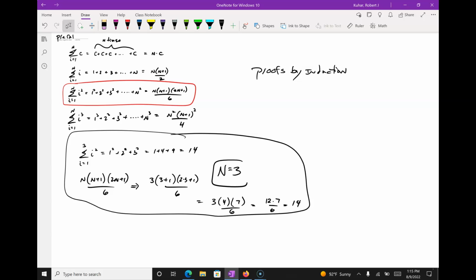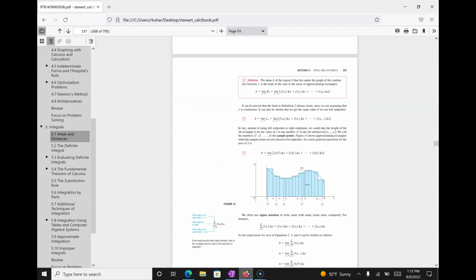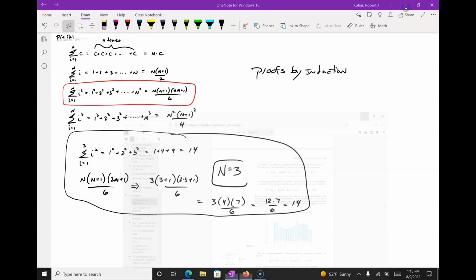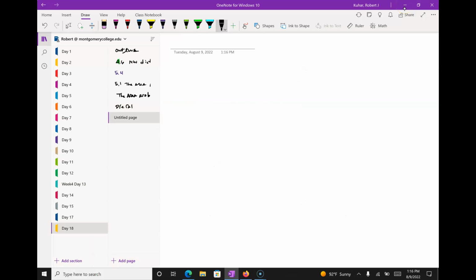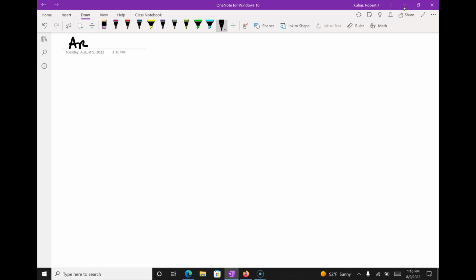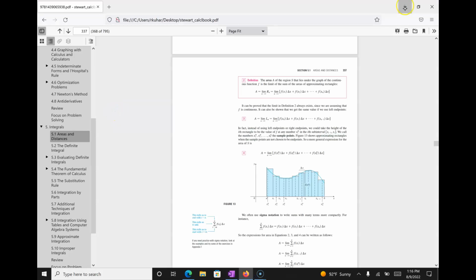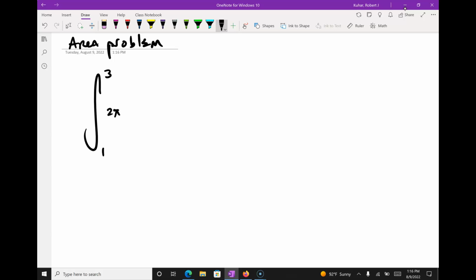Okay, here we go. You ready? Let's do another area problem. Let's do the integral from 1 to 3 of 2x plus 1 dx.